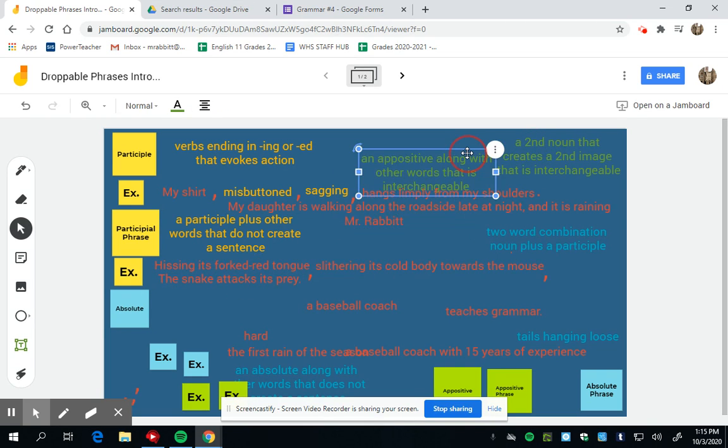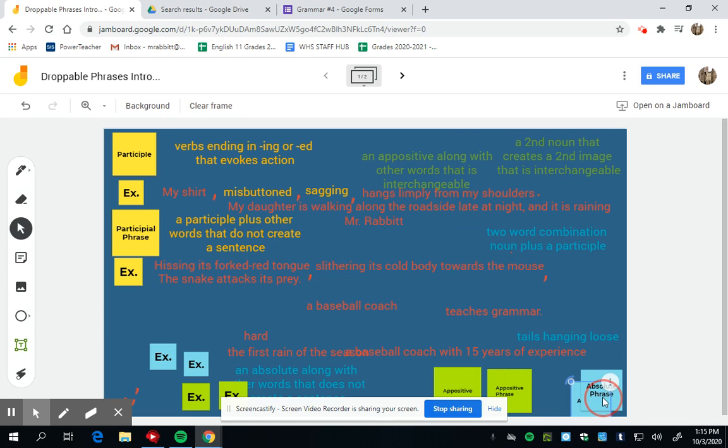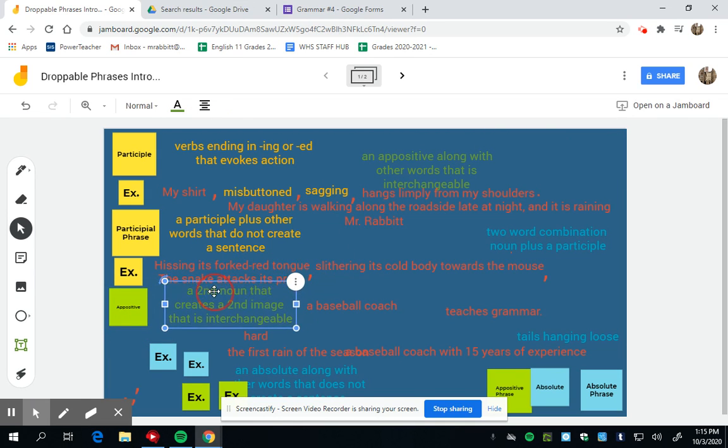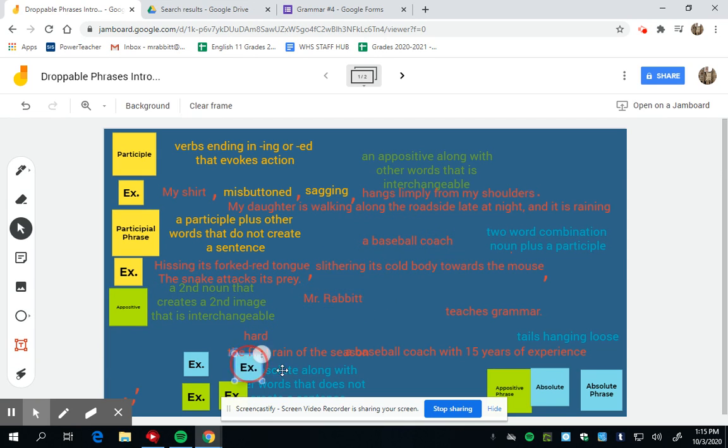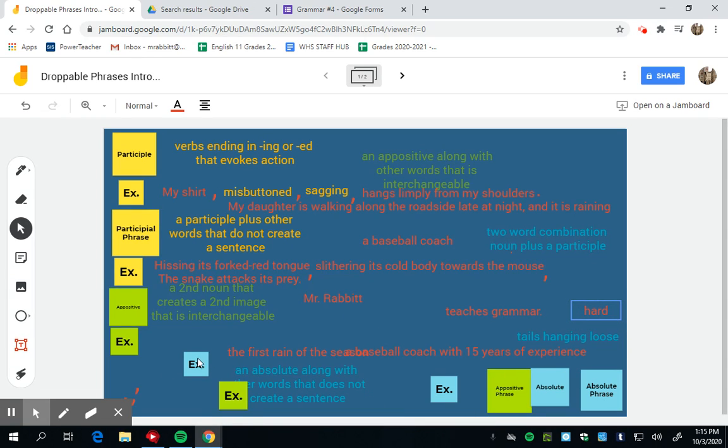Now, definition of a, actually we're not going to go absolute, we're going to go appositive. So let's go definition of an appositive. So an appositive is a second noun that creates a second image, and it means that it's interchangeable. So let's produce an example of this, right? So if I put an example of what an absolute looks like, it's going to be one of these.